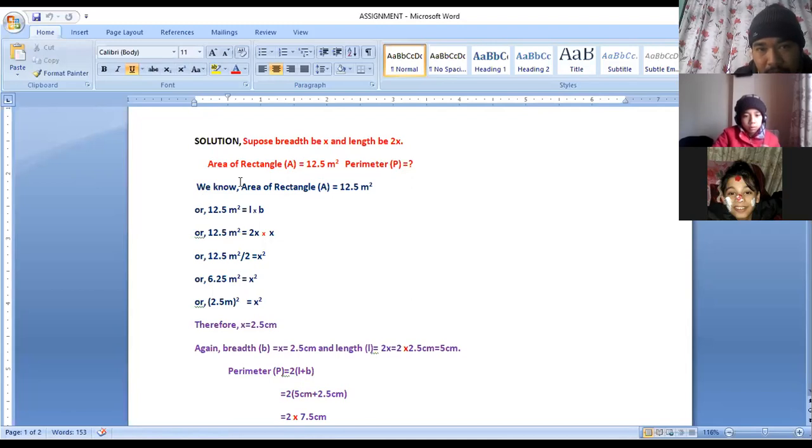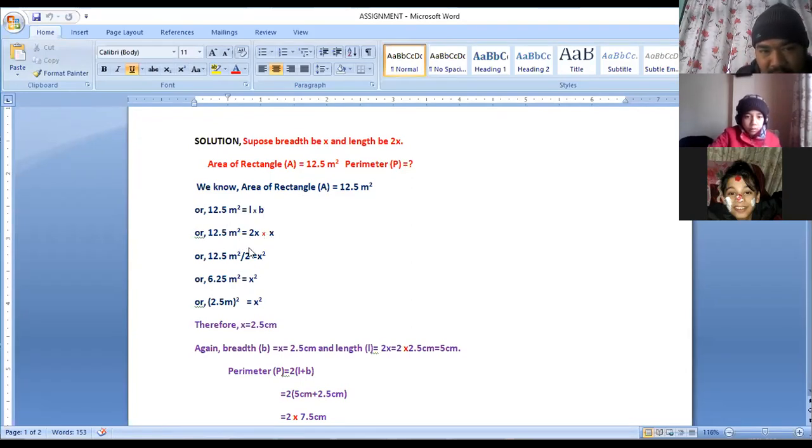We know, what is the area of a rectangle? The area of the rectangle is 12.5 meters square, right? Then what is the formula of area? L into B. L we have supposed 2x and breadth x.